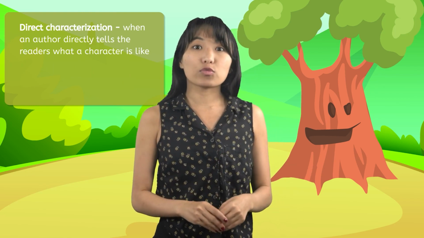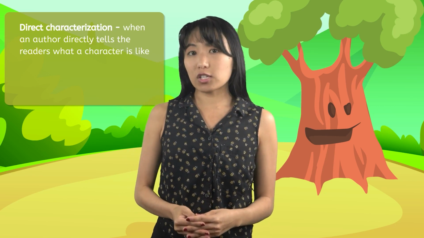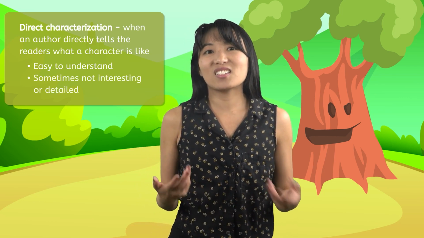Well, that's straightforward. Timothy's description is direct characterization. That's when an author directly tells the readers what a character is like. Direct characterization is useful because it's easy to understand. However, sometimes it's not interesting or detailed. I can't quite imagine this character. I don't think I understand why he seemed kind or brave. Could you tell us more?